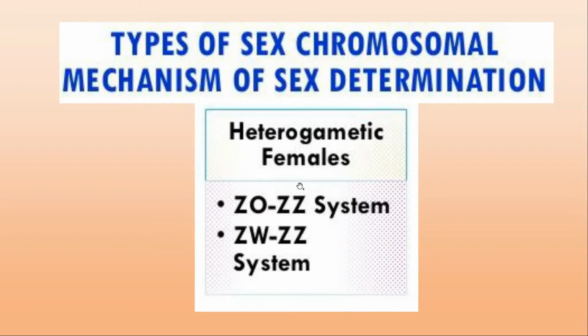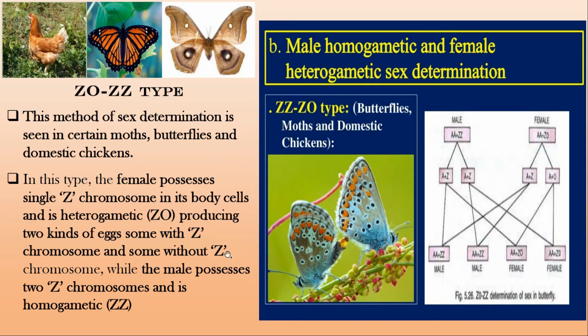So this is the heterogametic female system of sex determination. ZO-ZZ type. This method of sex determination is seen in mouse, butterfly and domestic chickens. In this type, the female possesses a single Z chromosome in its body cells, and heterogametic ZO produces two kinds of eggs, with Z chromosome or without Z chromosome, and the males possess only Z chromosome and are homogametic. When a Z sperm fertilizes a Z egg, then the individual produced will be male, and when a Z sperm fuses with the O egg, then the individual produced will be female.